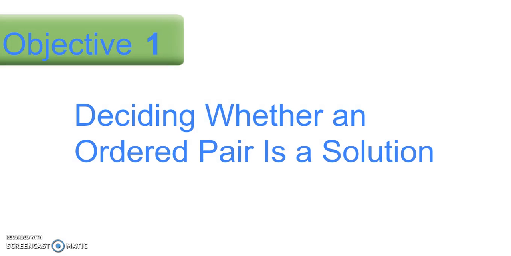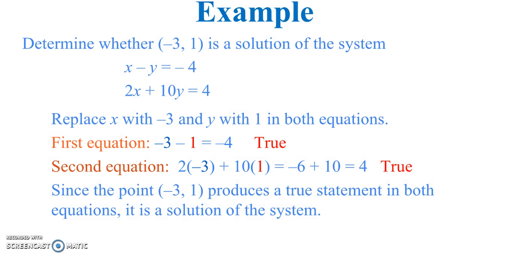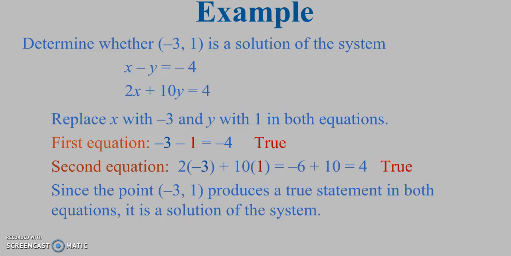Okay, so the first thing we need to do, and this is just a review, is first we need to decide if a solution is an ordered pair. All right, so when we do that, you will get an ordered pair. Okay, and then like I said, this is a review. This is how you check your answer, and then we'll go into graphing. So once you're given your ordered pair, you put it in both equations. So your x is a -3, your y is a 1, you plug it in. And if both statements become true, then you know that the ordered pair is a solution for the equation.